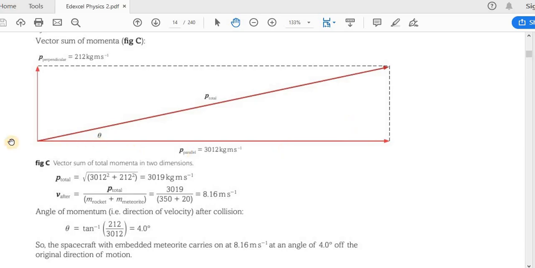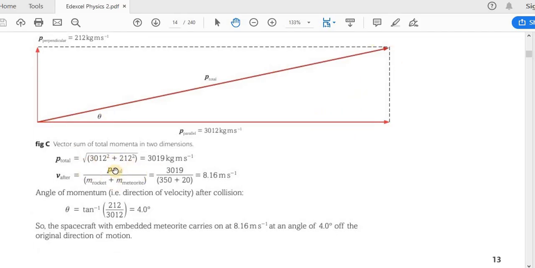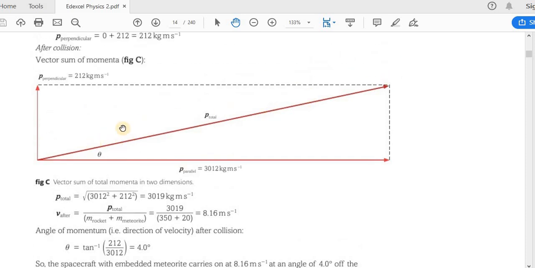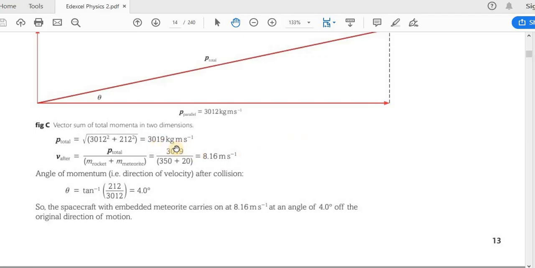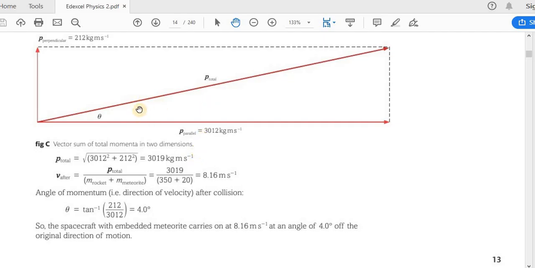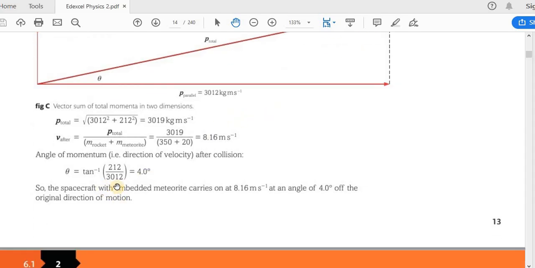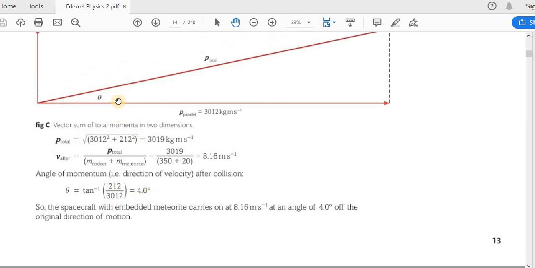We can use Pythagoras theorem. So this plus this, when you move this here, you have this plus this by vector addition is equal to that. So we use Pythagoras theorem and then we get the size of the total momentum, that is this much, 3019 kilogram meters per second. We can also find the angle, this angle here, because momentum is a vector quantity. Using tan, opposite over adjacent, this side 212 divided by 3012, arctan of that value gives 4 degrees. So the angle here is 4 degrees.